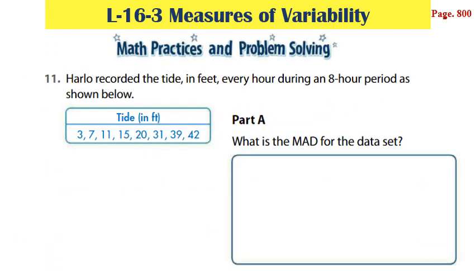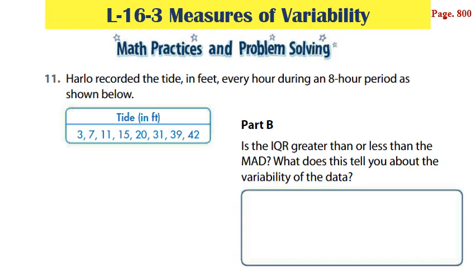Our today's last question now. Number 11, Harlow recorded the tide, in feet, every hour during an 8-hour period as shown below. Take a look at the following table. Tide, in feet: 3 feet, 7 feet, 11 feet, 15 feet, 20 feet, 31 feet, 39 feet and 42 feet. Question, Part A, what is the MAD for the data set? Very good. 12.25 feet. Good job.